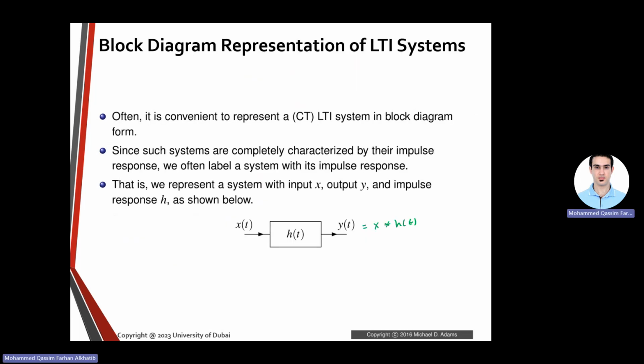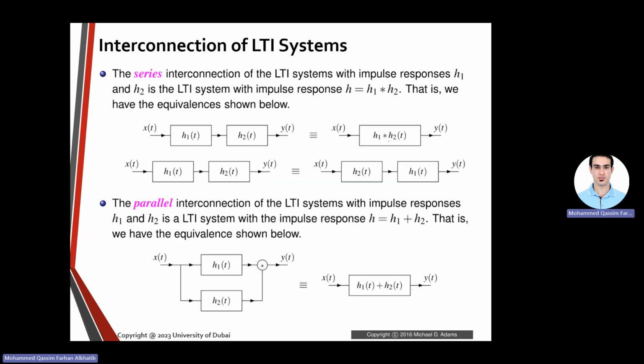Okay, so block diagram representations are pretty straightforward for LTI systems. You can have them in cascade or series. So here you have H1 and H2, you do not multiply them. You just convolve. So when you have two systems in series, their equivalent system is the result of their convolution, not multiplication. When they are in parallel, you just add them.